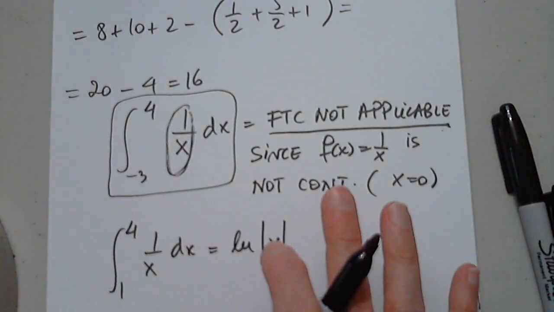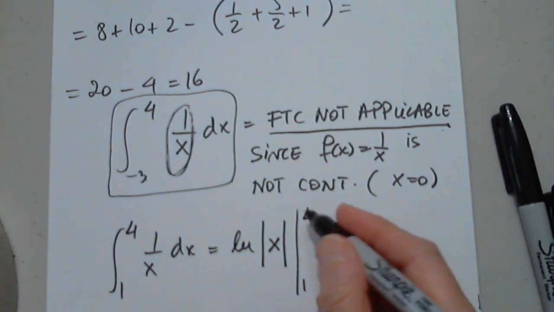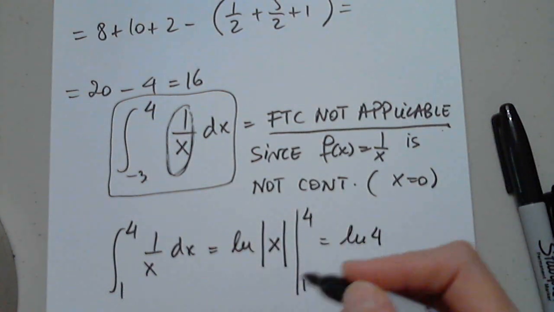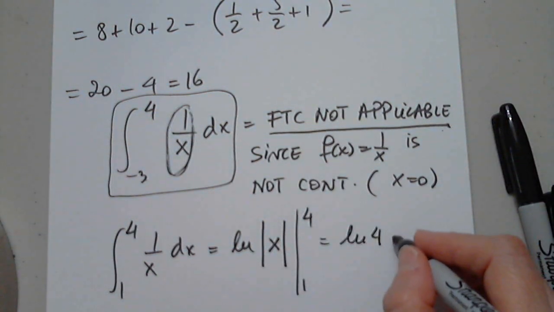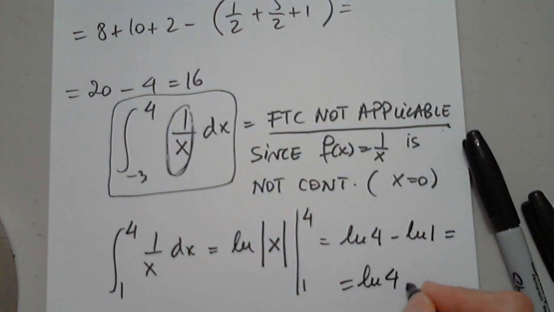So I'm going to write it right now, and then I'll explain. So this is from 1 to 4. I plug in 4. I have natural log 4. There is no absolute value on 4. And minus natural log 1, which I know is 0. So the answer is natural log 4. So yes, that is doable.